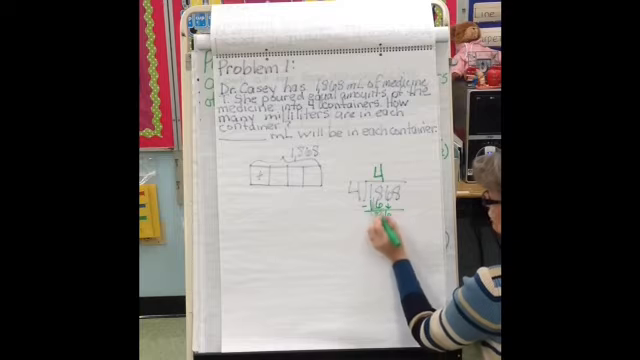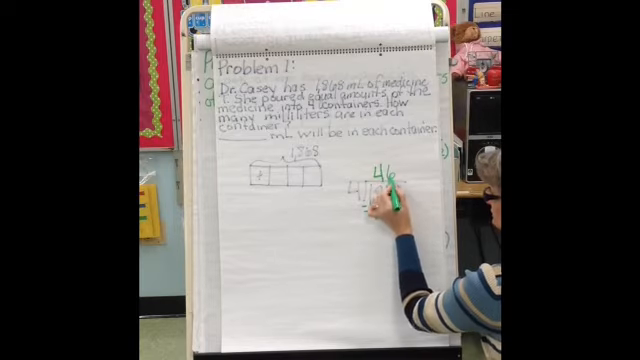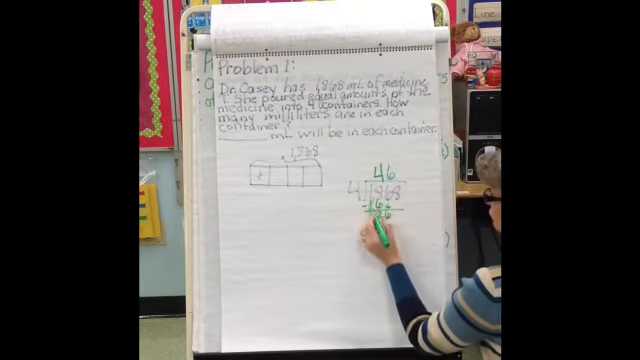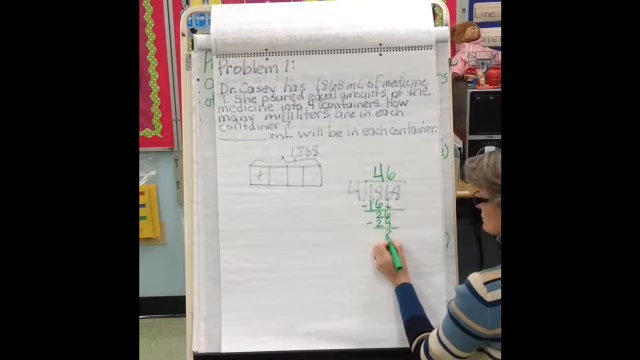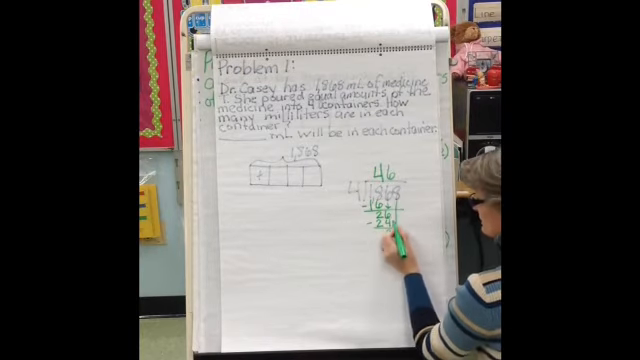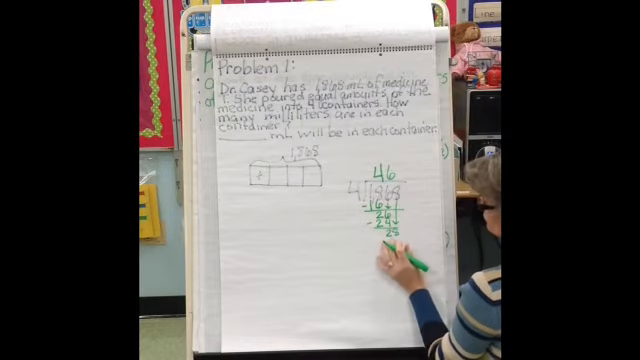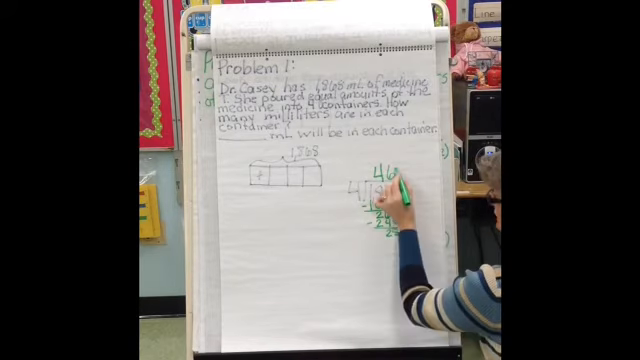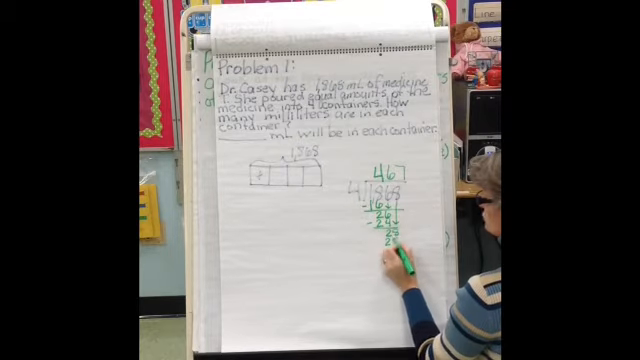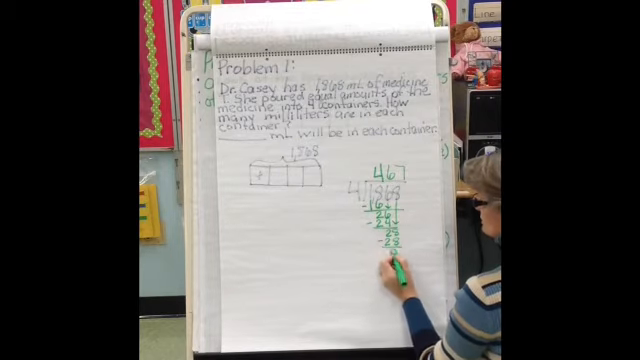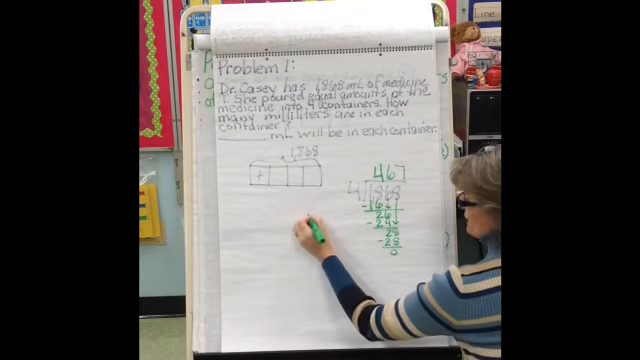Bring down the 6. 26 divided by 4. You can get 6. 6 times 4 is 24. Subtract. There's 2 left. Bring down the 8. Now you have 28. 28 divided by 4 is 7. 7 times 4 is 28. Subtract. There's nothing left over. Let's check.